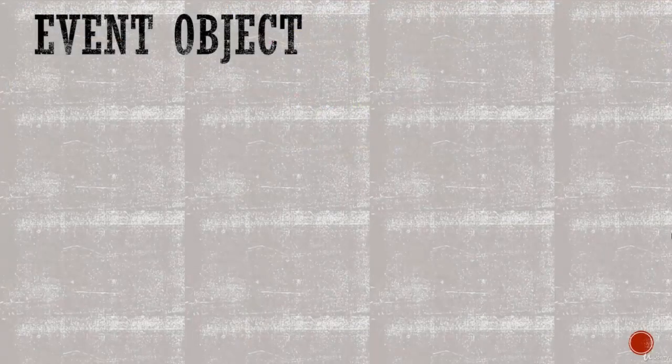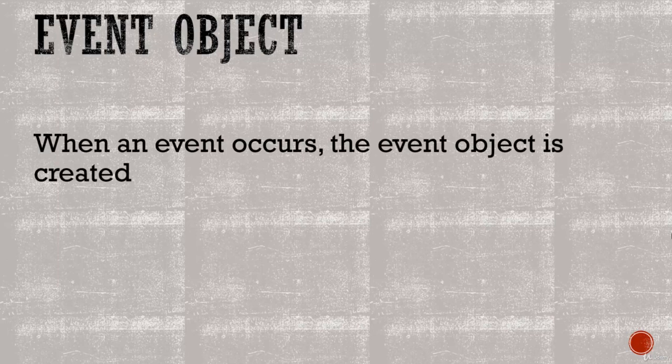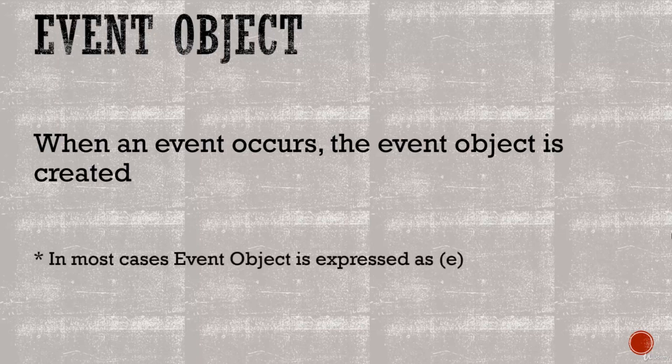Alright, now I'm going to talk about an event object. So what is an event object? When an event occurs, the event object is created. It tells us information about the event, about which element the event happened on, which key was pressed for a key press event, or exactly at what part of the page the user clicked for a click event, and so on. When the event object is passed into a function, it is often given a parameter called e, or sometimes event.